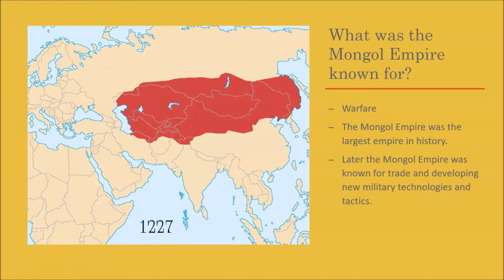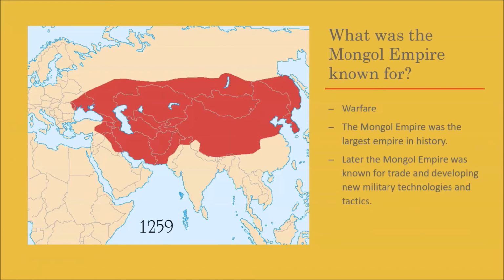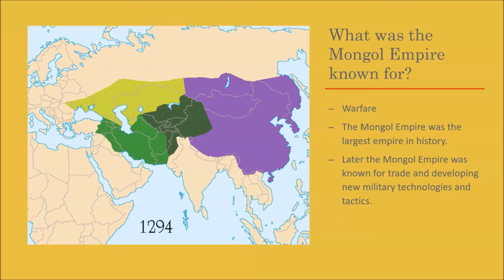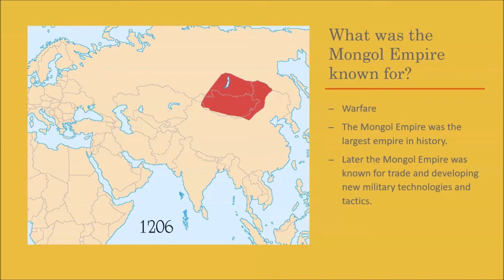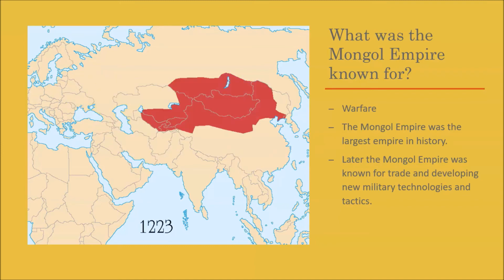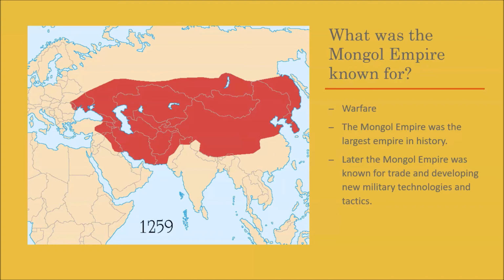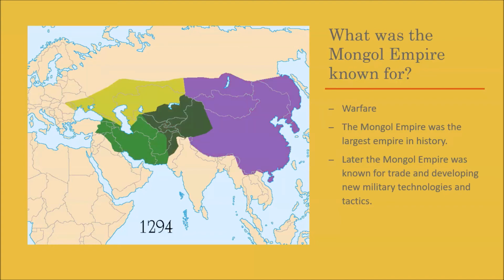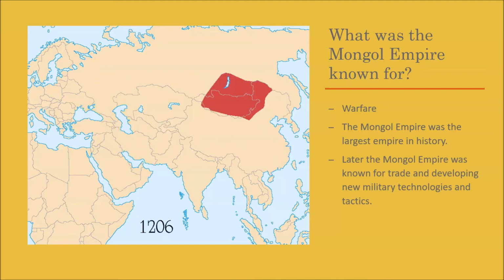So what was the Mongol Empire known for? They were known for warfare. They were a very brutal group of people, and that's what they were known for by other empires and other countries. The Mongol Empire was the largest empire in history, and later the Mongol Empire was known for trade and developing new military technologies and tactics.